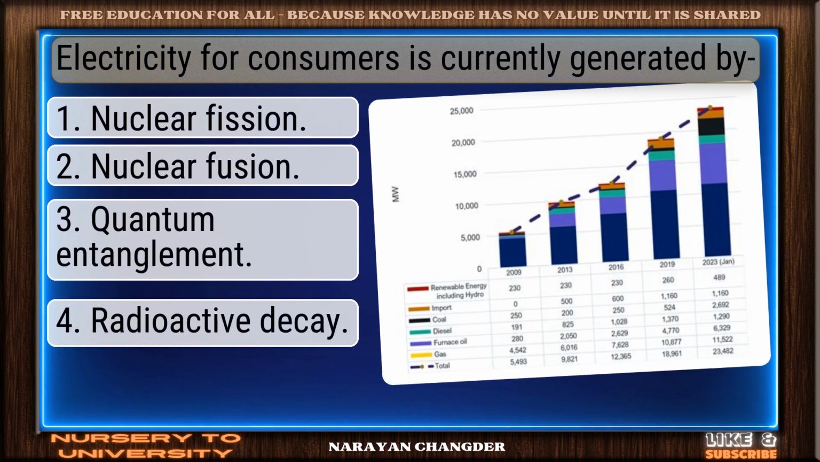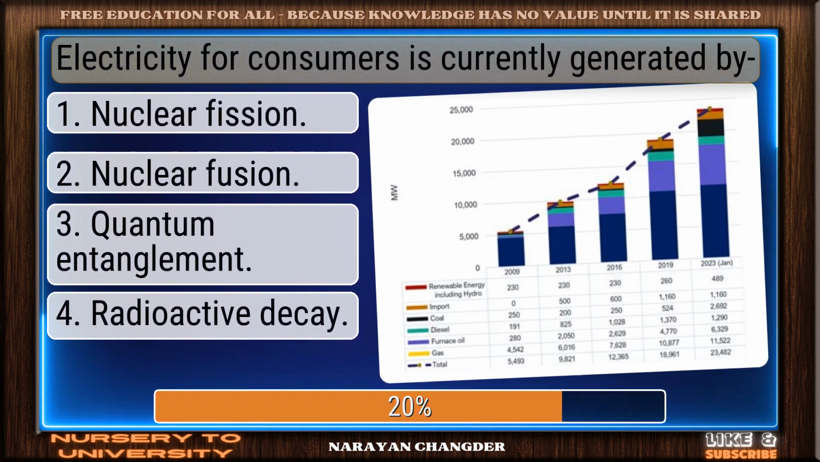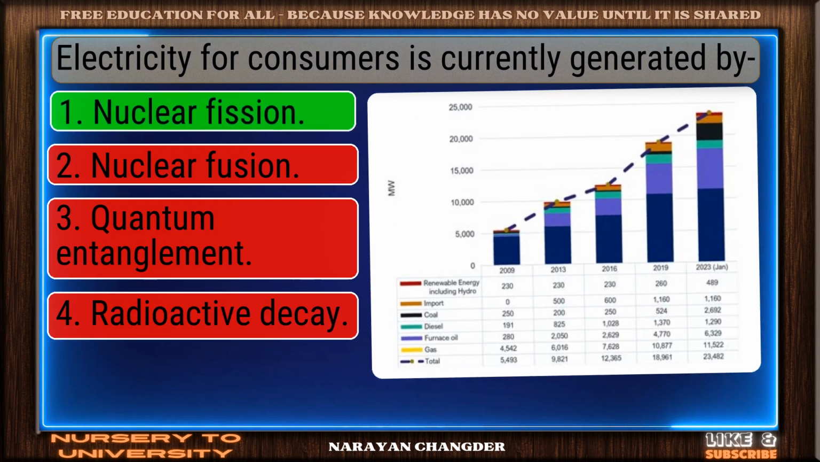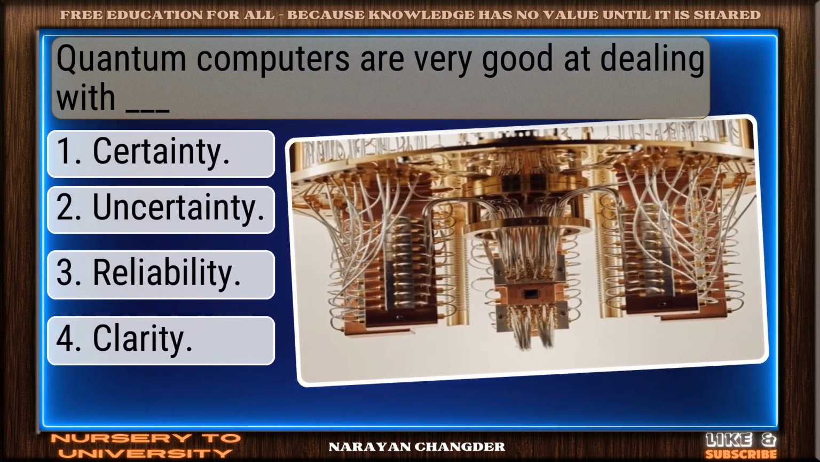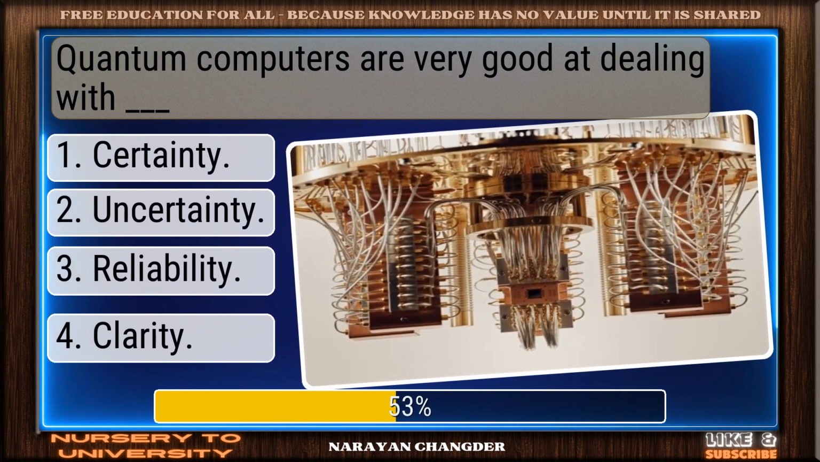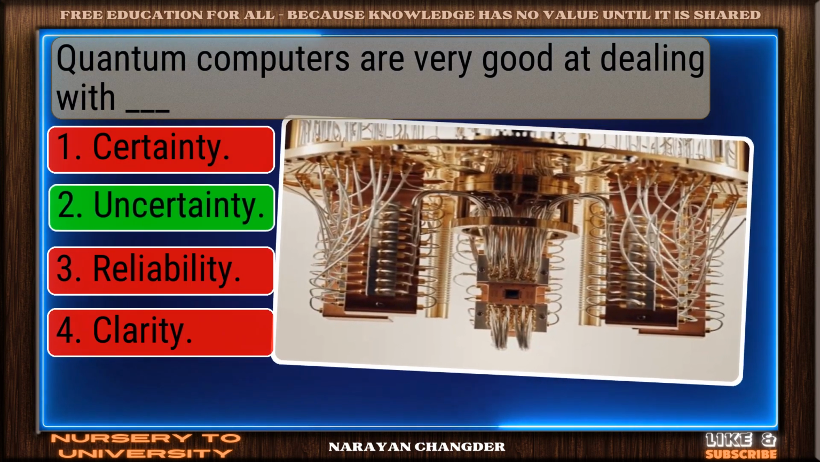Question number 11. Electricity for consumers is currently generated by. You're right. Nuclear fission is the correct answer. Question number 12. Quantum computers are very good at dealing with dash. Smart pick. Uncertainty is the correct choice.